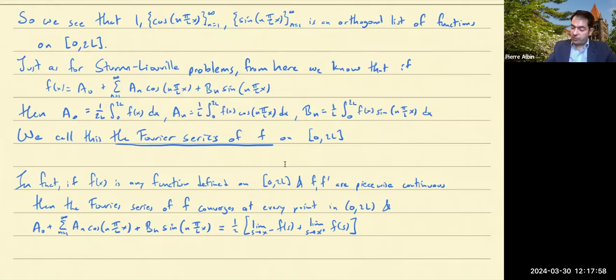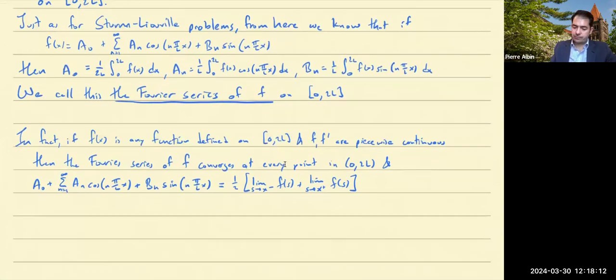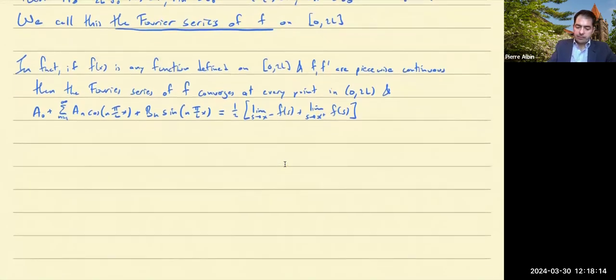But if you're looking at a point where f is discontinuous, well, because f is piecewise continuous, we know that it has a jump singularity. So we know that it has a limit from the left and a limit from the right. And this says that the Fourier series converges to the average of those two limits. Okay.